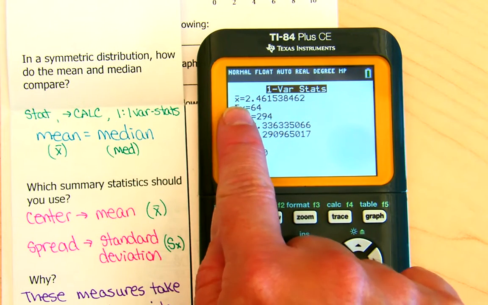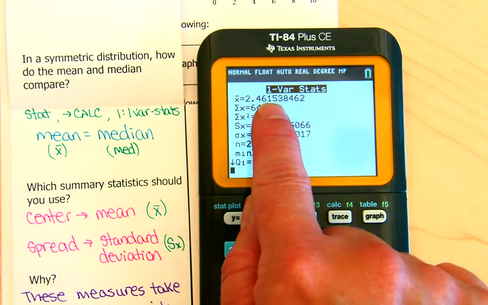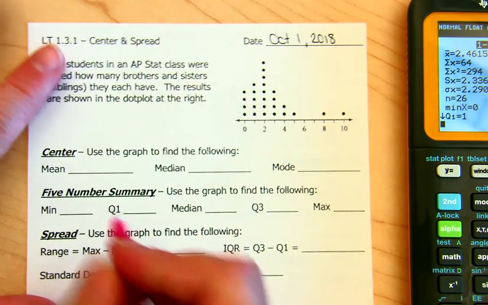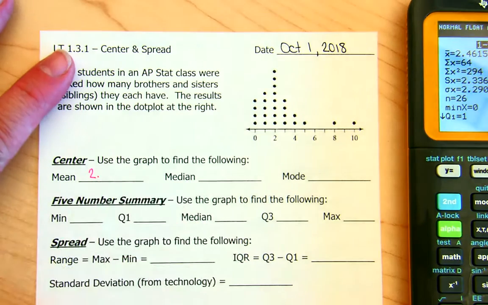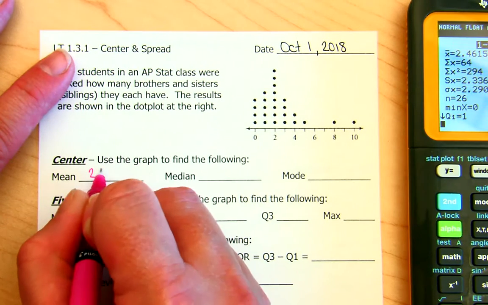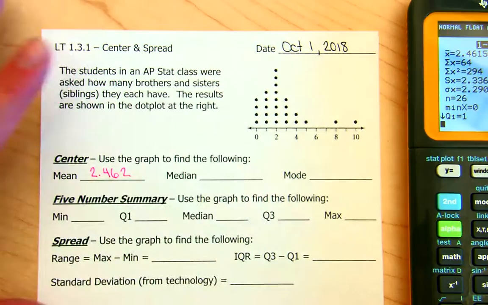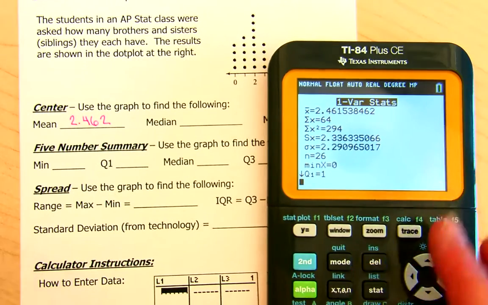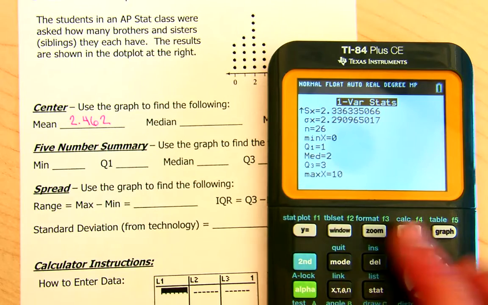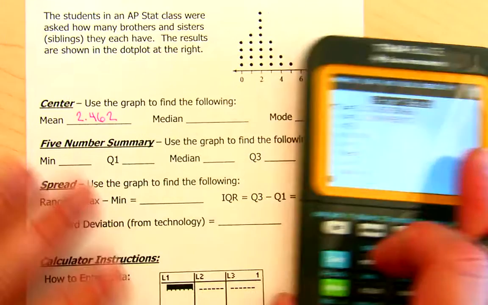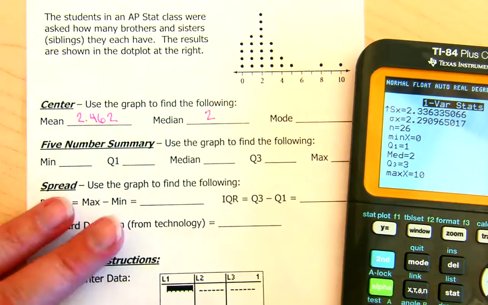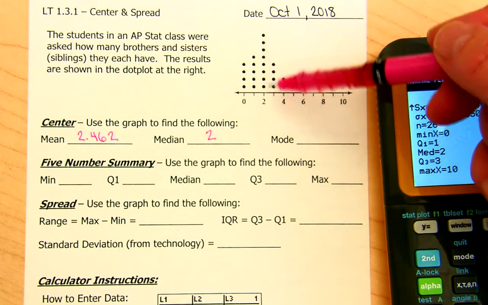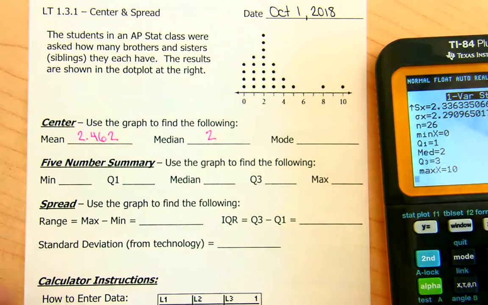So this x with the line over it, that x-bar, that's our mean. Okay? So I'm going to record that on here for my mean. Usually 3 decimal places is about what we want to see. My median, I just need to scroll down, and there's that Med is 2. Mode it doesn't give you, but you can look at the graph and see which one is the tallest bar, and that's going to be here at 2.